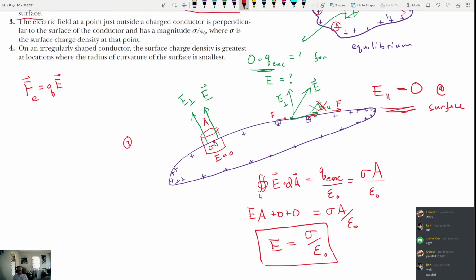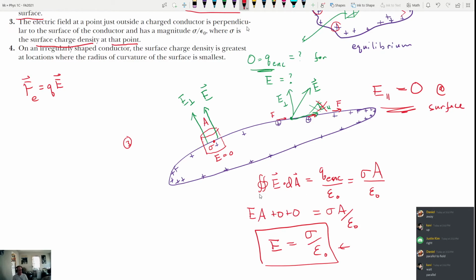Okay? So read this right here. It says, the electric field at a point just outside a charged conductor is perpendicular to the surface. We proved that part by saying that otherwise the charges would circulate around. And it has a magnitude of sigma over epsilon naught, which is what we got right here, where sigma is the surface charge density at that point. So now we know exactly what the electric field is near the surface of a conductor as long as we know something about the charge density.